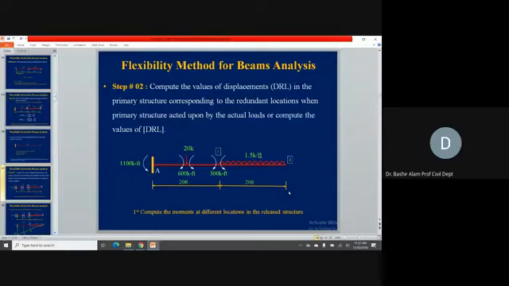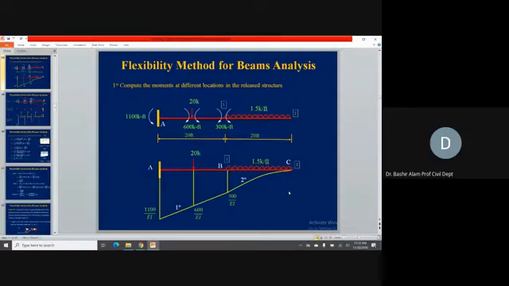Now we have a fully described conjugate beam. Once we have this, at a section, if we find a moment, that will give you the deflection in the actual structure. And in the conjugate beam, if we find a shear at a section, that will give you the rotation or slope in the actual structure. So those are the corresponding values. From here, what we do is draw the bending moment diagram.